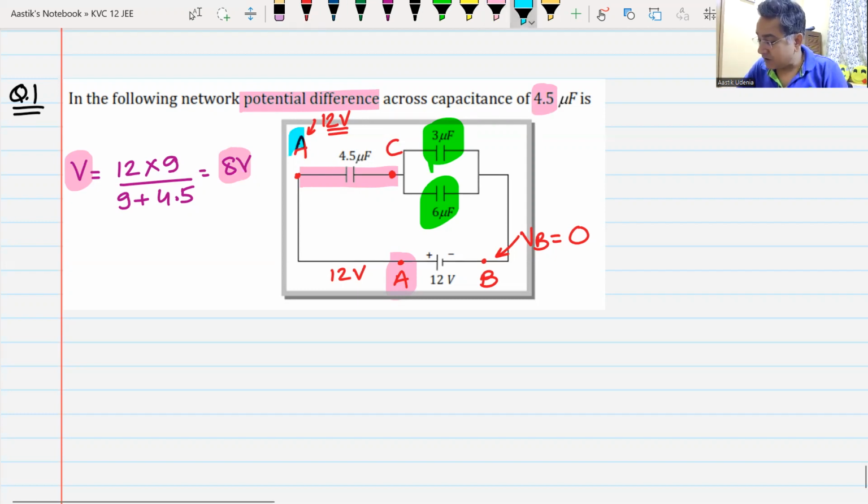Potential at point A was 12 volt. The potential has dropped by 8 volts. The potential difference between A and C is 8 volts. So what is the potential of point C?